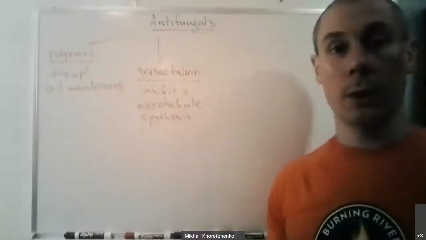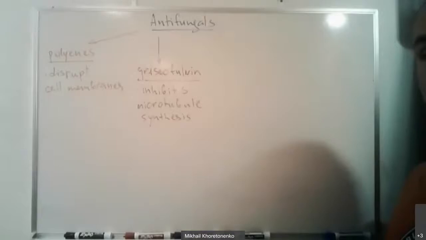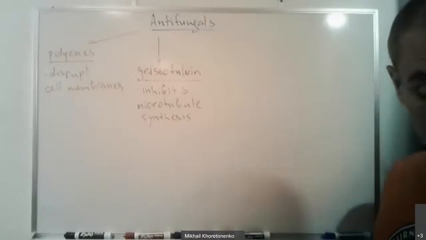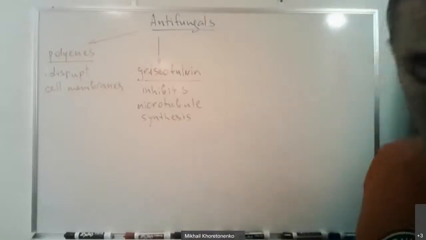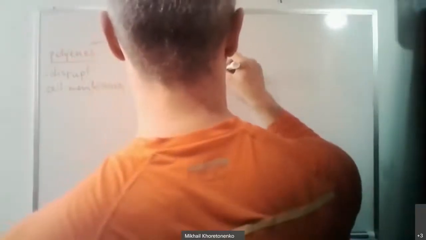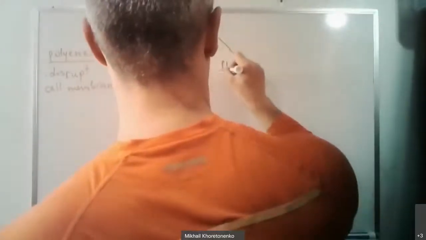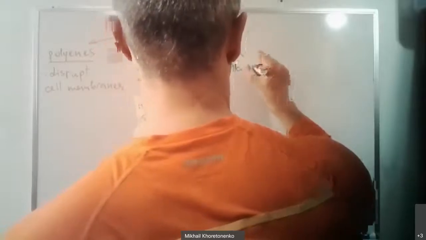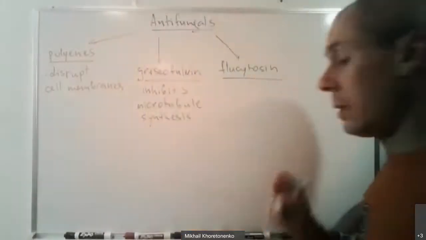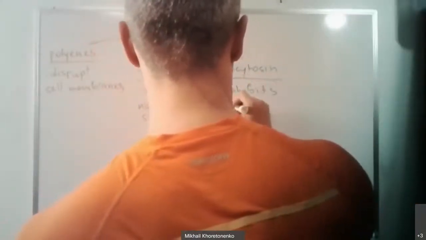Microtubules are essential for cell division, so griseofulvin essentially controls and prevents fungal cells from dividing. Now, the next category of antifungals is a drug called flucytosine, which is basically a nucleoside analog, allowing us to inhibit DNA synthesis.